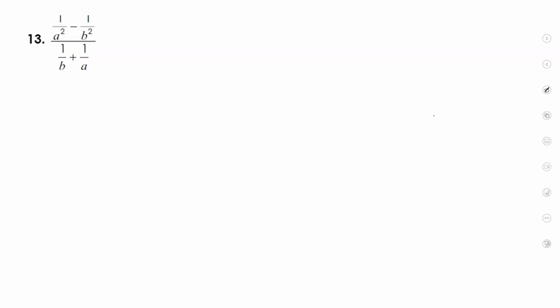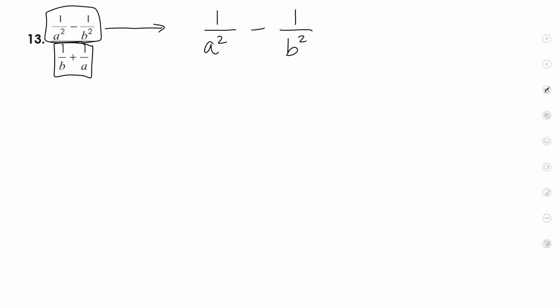Okay, so guys, again, we do not have a single fraction here. We need to condense it into one fraction. So let's work on the numerator first. I have 1 over A squared minus 1 over B squared. What do I do to make them the same? I can put a B squared here. And what do I put on this one? An A squared. Now they match, right?